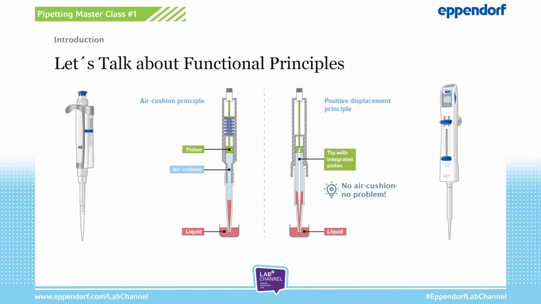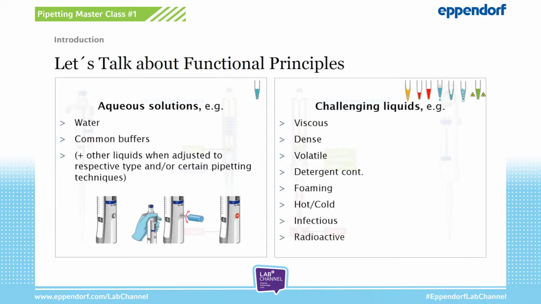And the main reason these devices aren't the only type used in the labs around the world is actually the price. So such tips with an integrated piston are more complex and thus more expensive than standard pipette tips. And due to their functional principle, the two systems I have just introduced are suitable for different types of liquids. Since an air cushion pipette is sensitive to physical changes due to its air cushion, it should be used for aqueous liquids and common buffers.